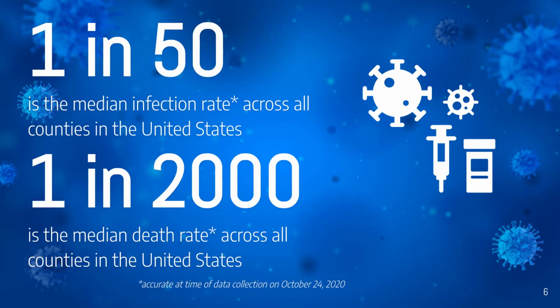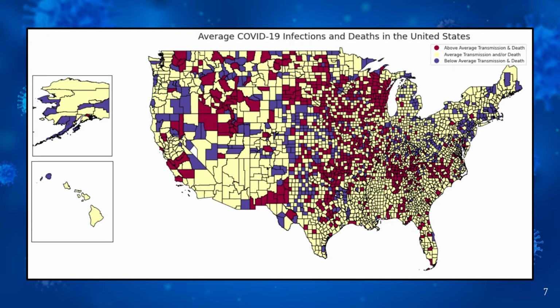1 in 50 Americans have contracted the coronavirus so far, and 1 in every 2,000 have died of it. Here we can see a county map of the United States. Everywhere indicated with red have a worse rate than that 1 in 50 and 1 in 2,000. Everywhere in blue have a better rate in both. Yellow is above in one and below in the other. These reds and blues are what I plan to use for the basis of my investigation.